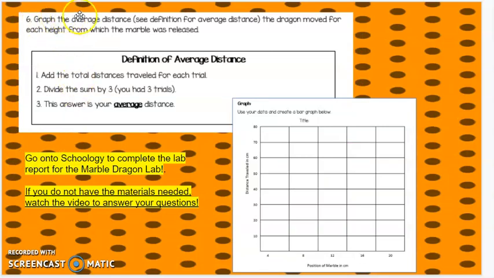Step 6 is graph the average distance the dragon moved for each height from which the marble was released. Okay, so this gives you a little bit of how to do average. Like I said, you'll take the 3 trials, add them together, and then divide by 3, and that gives you your average. Go ahead and round if you end up with a decimal. Okay, and then you will complete your graph. Remember, on our Schoology page, use your text boxes to create a bar graph in here.